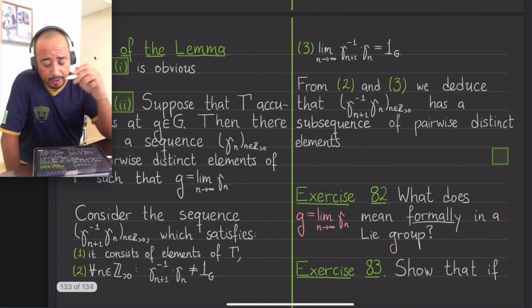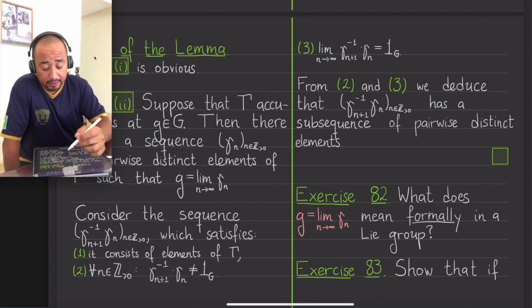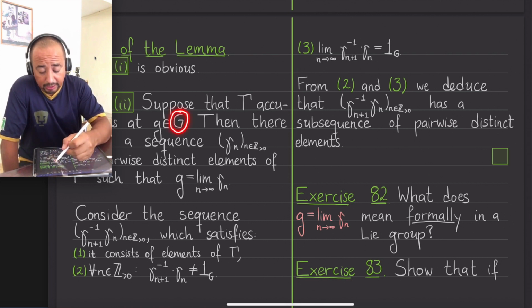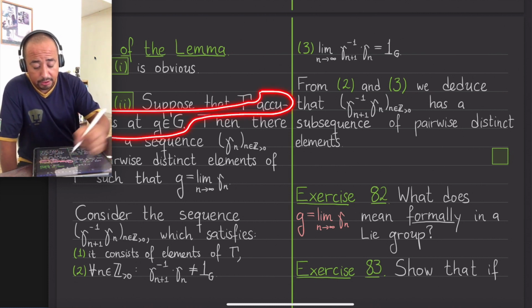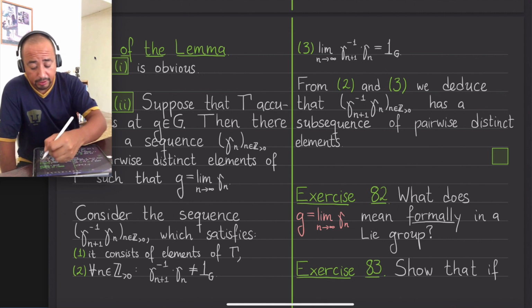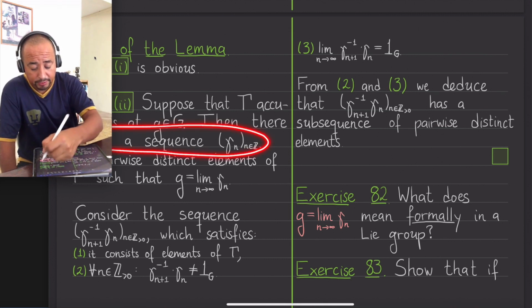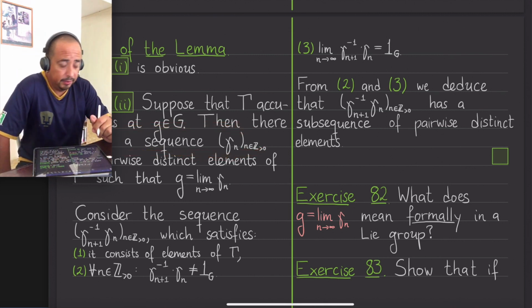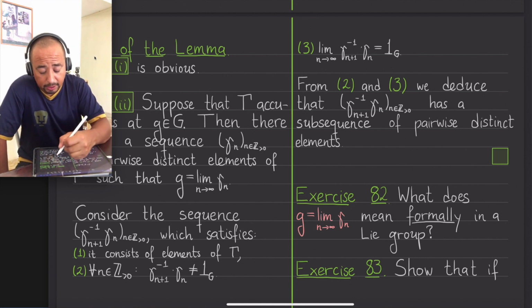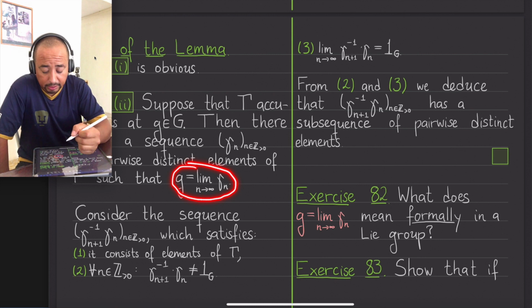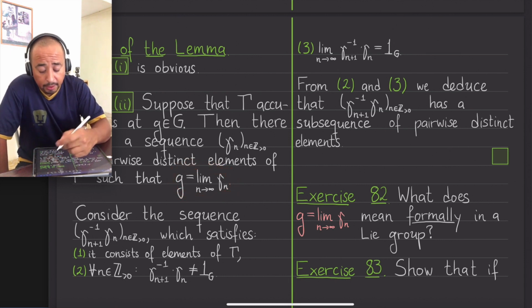So there are two things already there. First, the fact that we are working in a Lie group tells us that the topological notion of accumulation translates into the existence of a sequence that converges. That's the first exercise on topology. And the second one is, what does it really mean formally? This I leave to you.